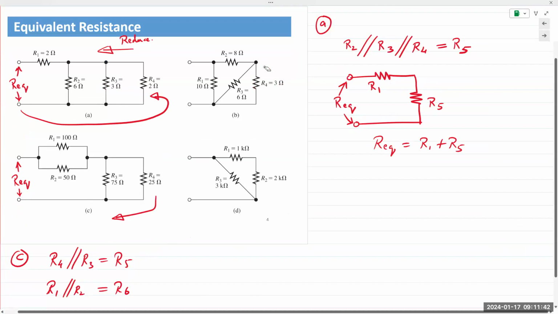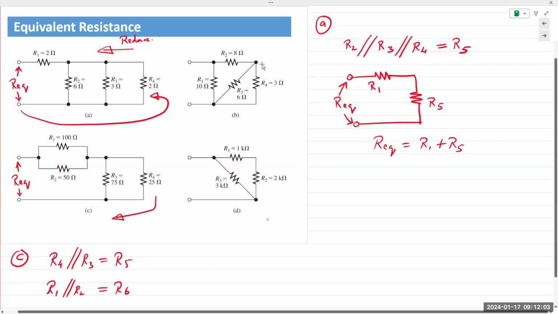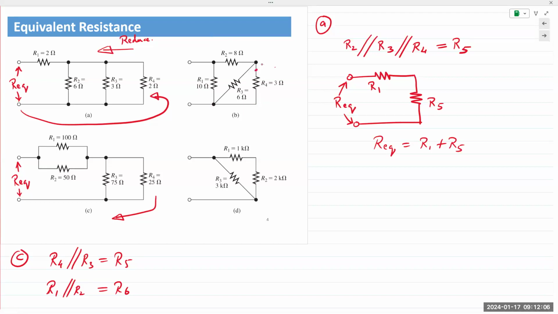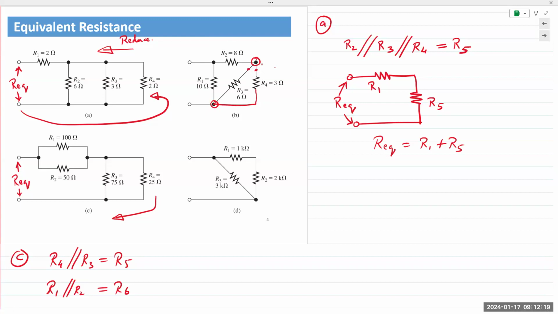R4. R4 has two terminals. If you look at those two terminals, where are they connected? What is the next resistor after R4, as you move towards your terminals of measurement? R3. If you look at R3, R4 terminal is connected to R3 right here. And the other end of R4 is also connected to R3. So what can we say about R3 and R4? They're in parallel, absolutely.